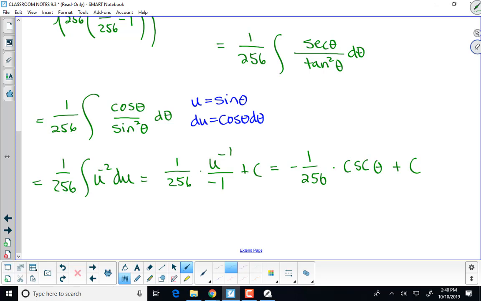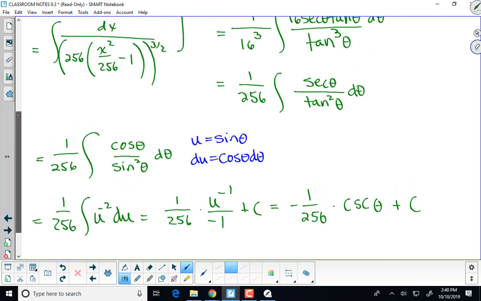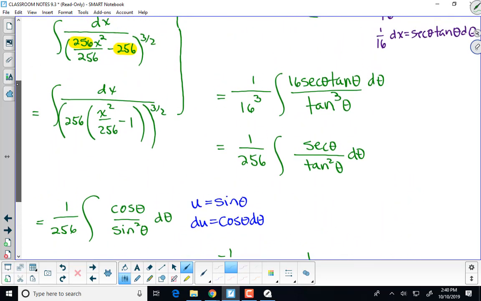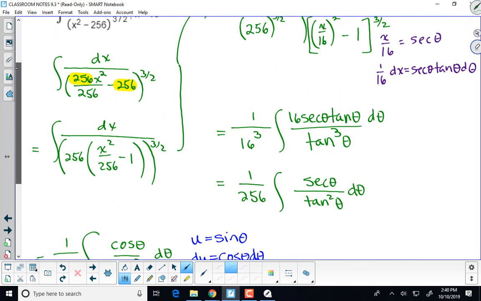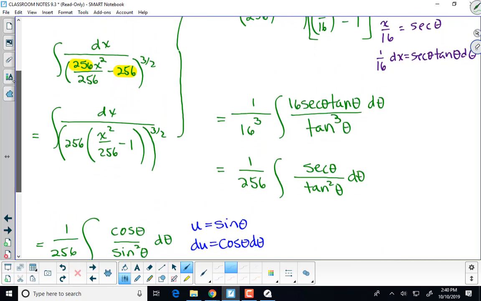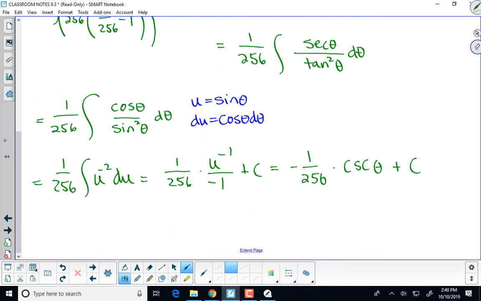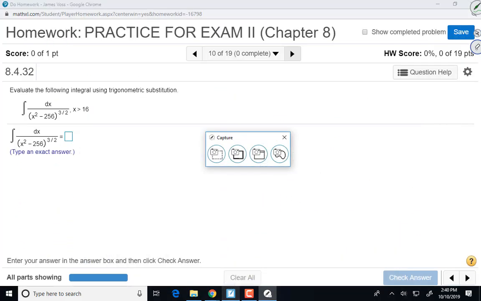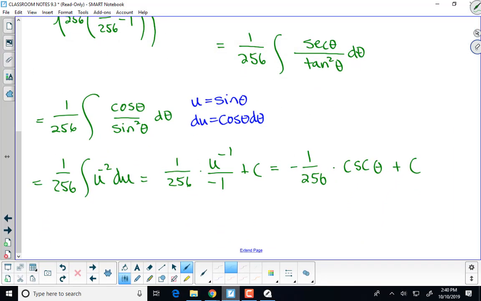Then go back to x's. Go all the way back to x's. So we have to go back to our original substitution. Secant is x over 16. So we'll draw a triangle. What did I say secant was? X over 16. So then this side will be the square root of x squared minus 256.